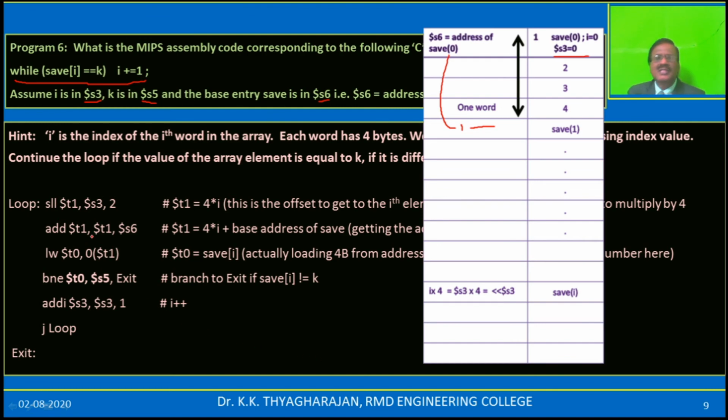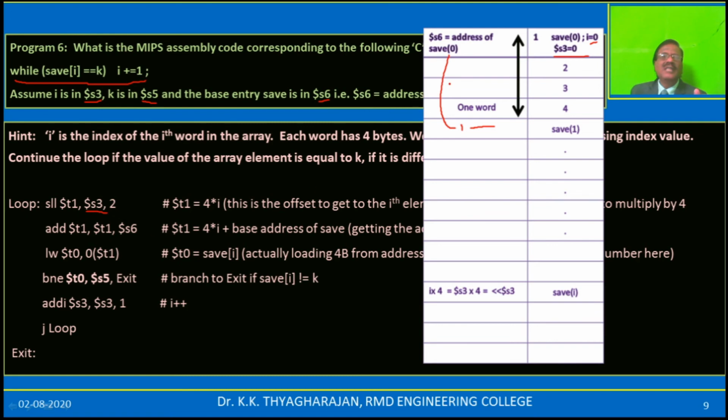Come to this program. S3 has this I value. Initially that I value is 0 to access the first element. So you shift left by 2 bits, which means you are multiplying by 4. But anyway, 0 into 4 is 0. That is stored in T1. T1 now has 0.